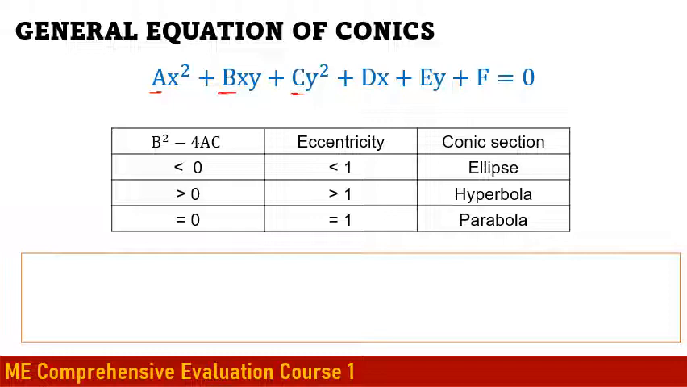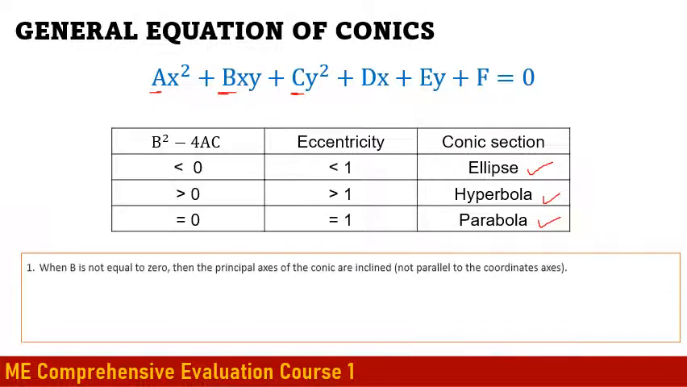If b squared minus 4ac is less than 0, that would mean that the eccentricity would be less than 1. Then the conic section would be an ellipse. On the other hand, if b squared minus 4ac is greater than 0, the eccentricity would be greater than 1. Then the conic section is a hyperbola. And finally, if b squared minus 4ac is equal to 0, then the eccentricity would be equal to 1. Then our conic section would be a parabola.